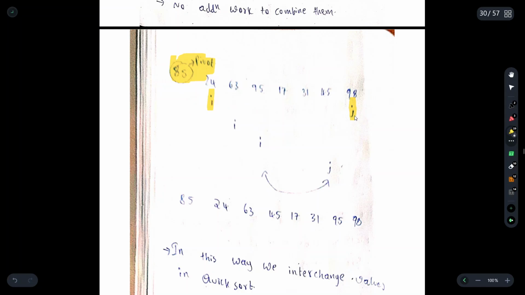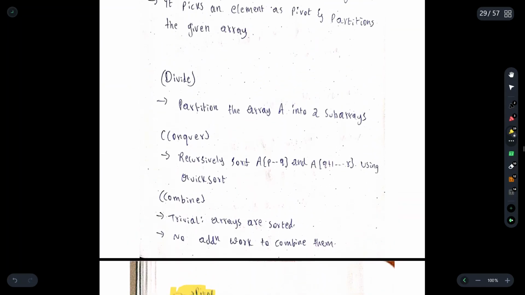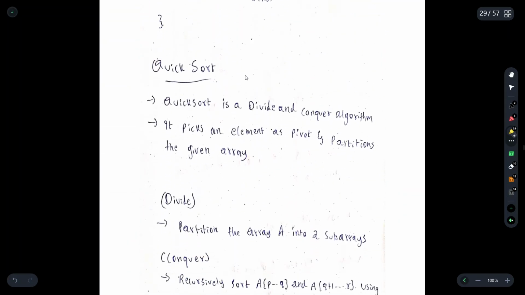Now I will come to the j value. Until the j value is not greater than the pivot value, I will decrement. So 98 is greater than 85, I will move on. 45 is less than 85, so I will stop here and interchange the two values. So that is the basic condition in quick sort.